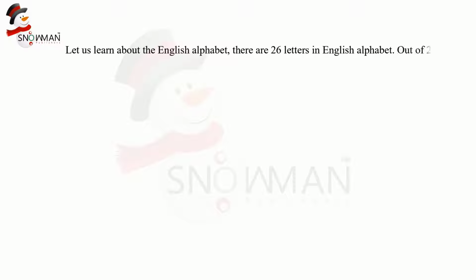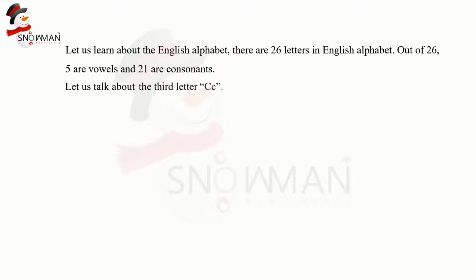Let us learn about the English alphabet. There are 26 letters in the English alphabet. Out of 26, 5 are vowels and 21 are consonants. Let us talk about the third letter C. Use the writing board and write letter C.